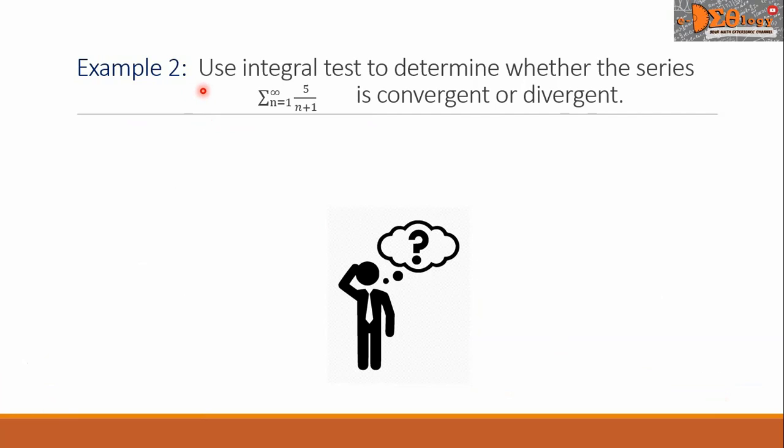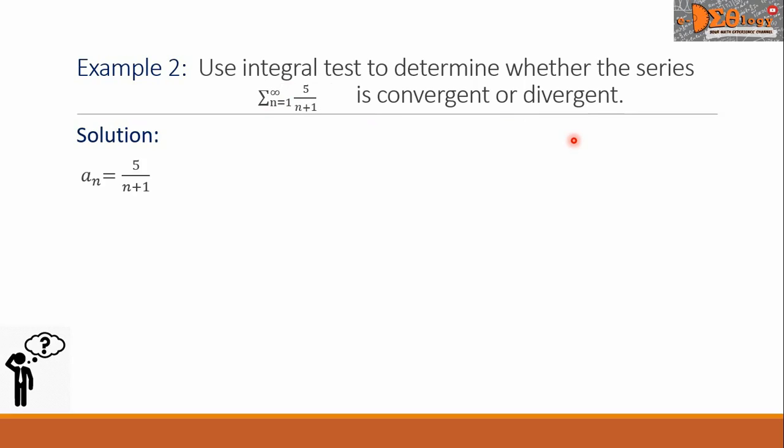Example 2. Use integral test to determine whether the series, the summation from n equals 1 up to infinity of the fraction 5 over n plus 1 is convergent or divergent. Our a sub n is equal to this fraction 5 over n plus 1. We say that this is a function with respect to n. By integral test, we have the integral from 1 to infinity of f of x dx.